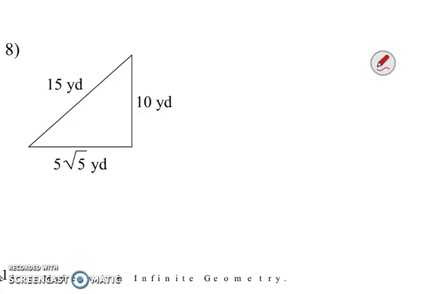In number 8, we are trying to figure out if this is a right triangle or an acute or an obtuse triangle, since nothing's marked. And like we've seen before, we're going to set up the Pythagorean theorem. If a squared plus b squared really is equal to c squared, then it must be a right triangle.